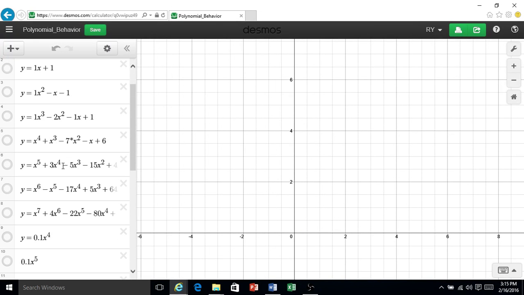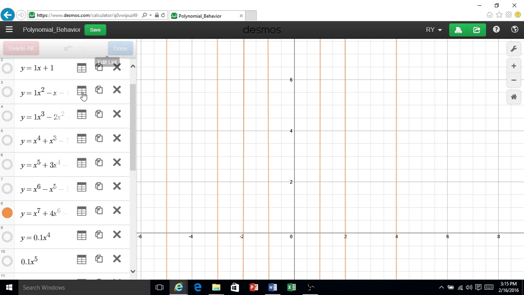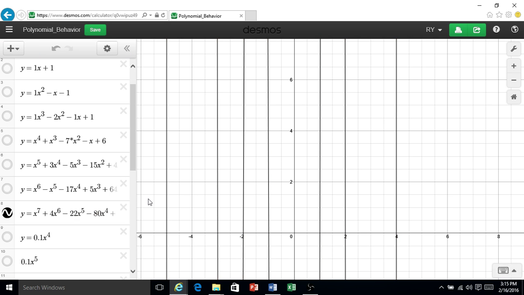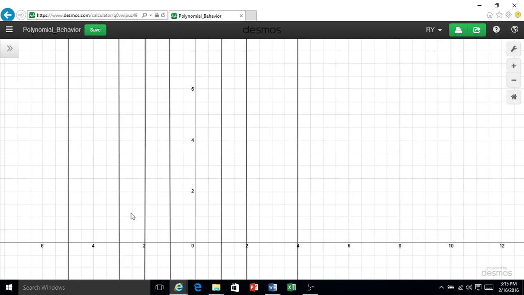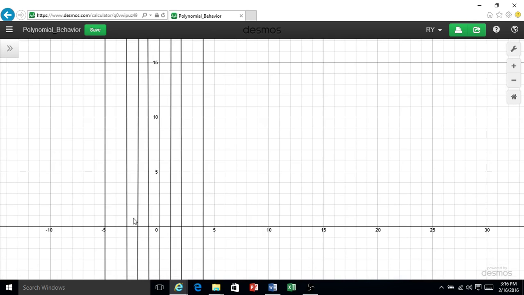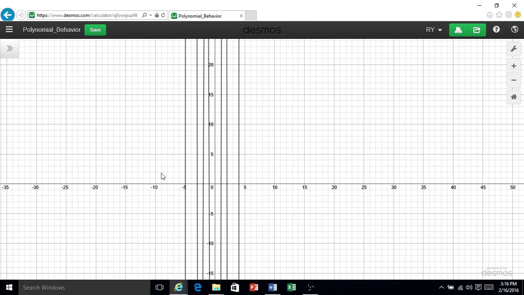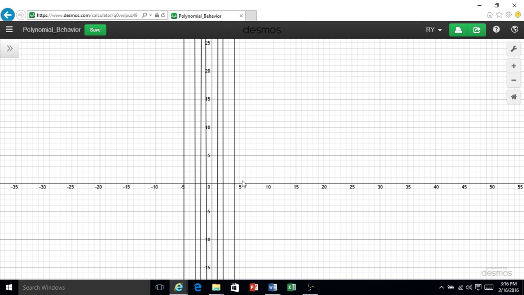We talked about the number of roots of a polynomial being at most the order of the polynomial. So here's one to illustrate that. This is a seventh order polynomial. And it's hard to see this polynomial because it increases and decreases so rapidly.